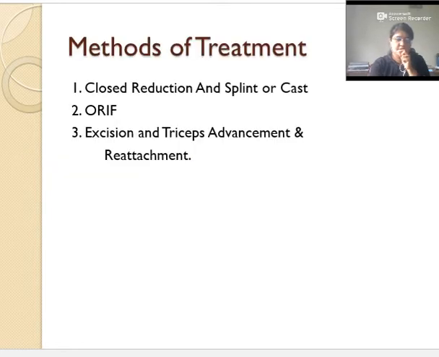So let us come to the treatment. Treatment will consist of three things. One is the closed reduction with a splint or cast. The second is the open reduction internal fixation. And the third one is the excision and triceps advancement, that is reattachment of the triceps.